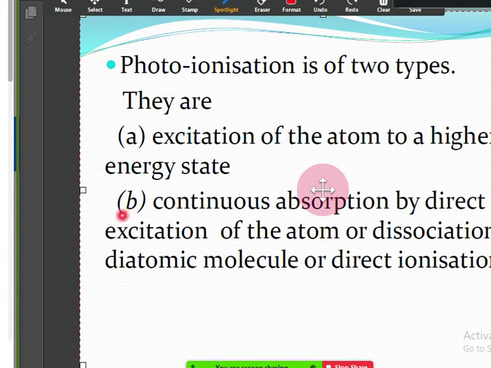If you look at the second point, that is a continuous absorption by direct excitation of the atom. In this second type, the atom will continuously absorb radiation, and a dissociation of a diatomic molecule takes place. That is, if there is some big molecule, because of the absorption of radiation, the atom may get dissociated.